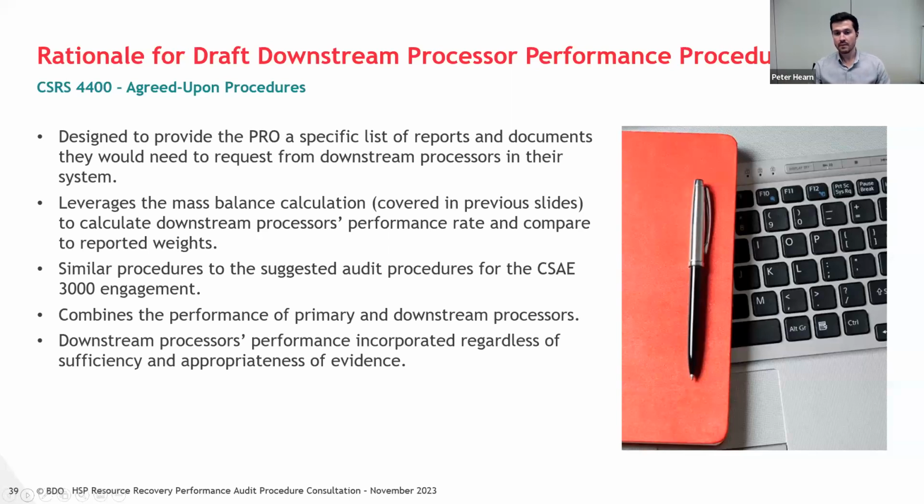So for example, if a downstream processor reports that they have received 100,000 kilos and they have processed 100,000 kilos with 100% recovery rate, but then they do not provide evidence that supports that, the auditor will still include that 100,000 kilos within the pro or producer's reported numbers. They will still combine those together as part of the procedures.